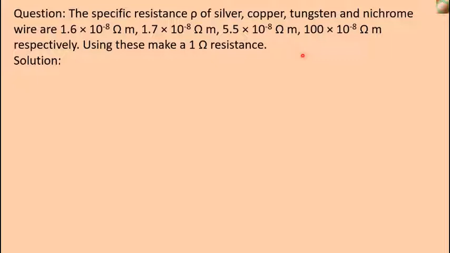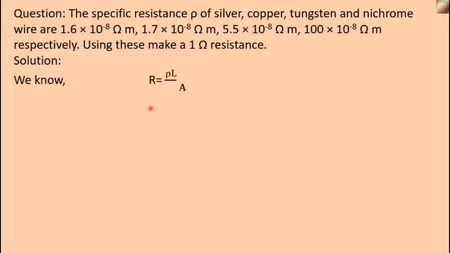Here the specific resistance, or resistivity, of the materials are given. We have to make a resistor whose resistance will be 1 ohm. That is, we have to choose the length and cross-sectional area of the conductor so that its resistance will be 1 ohm. Here the specific resistance rho is given.